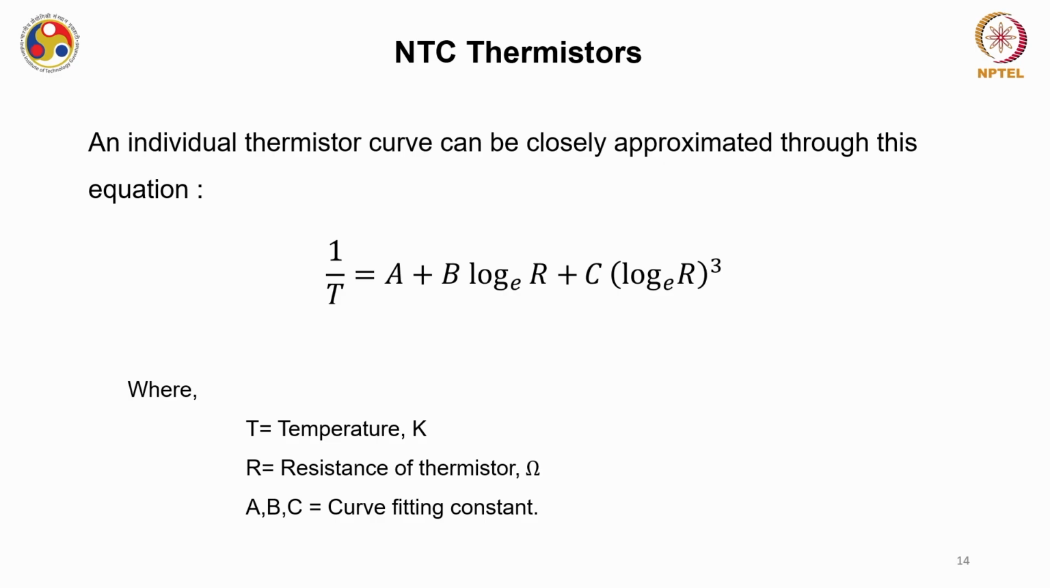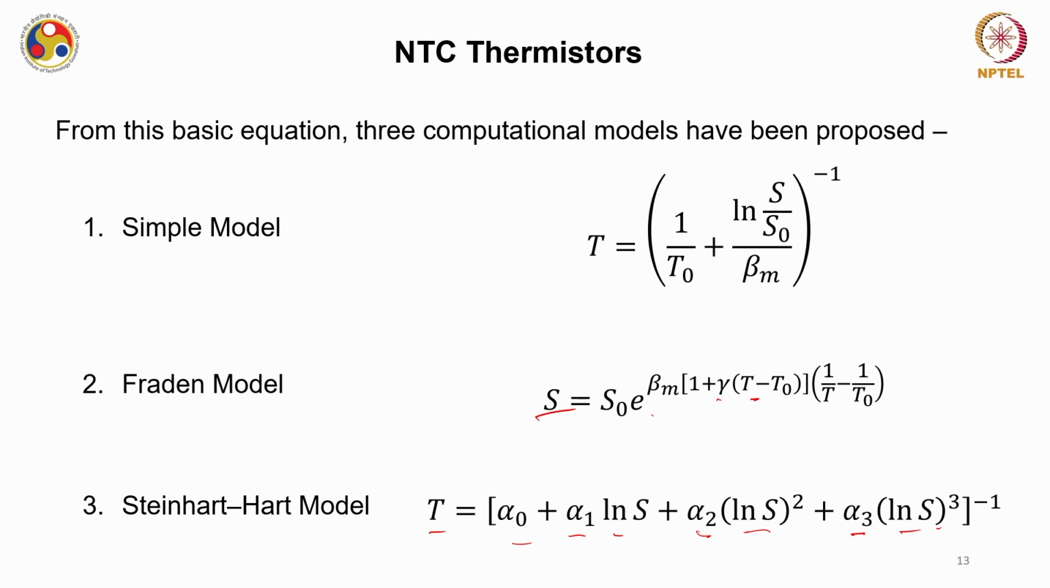So an individual thermistor curve can be closely approximated through one more equation, which is 1/T = A + B ln R + C (ln R)³, where T is the temperature in Kelvin, R is the resistance of the thermistor, and A, B, C are the curve fitting constants. This equation is actually another version of equation 3 over here.